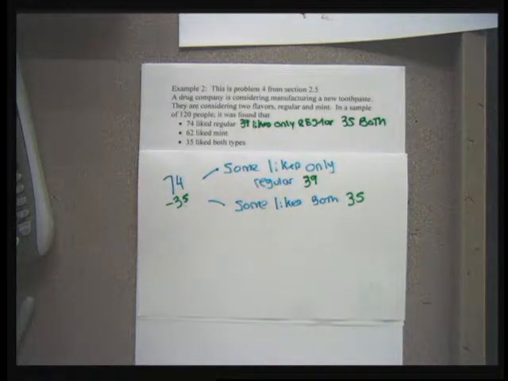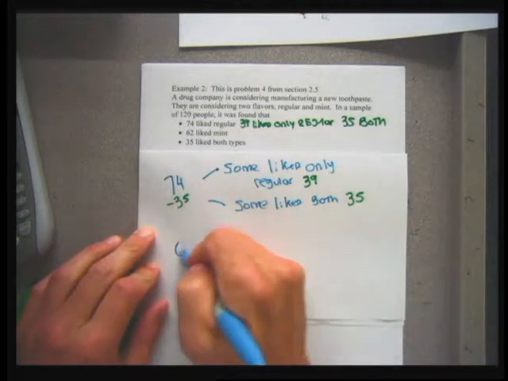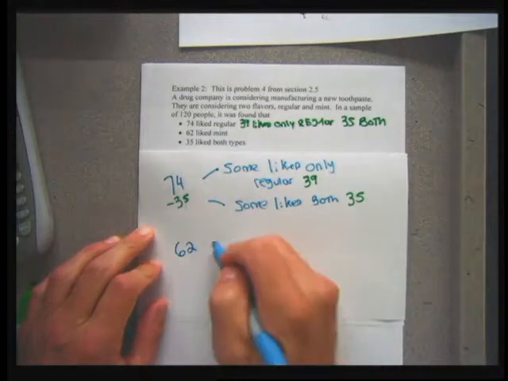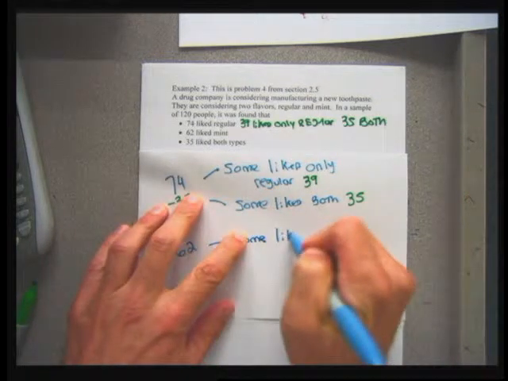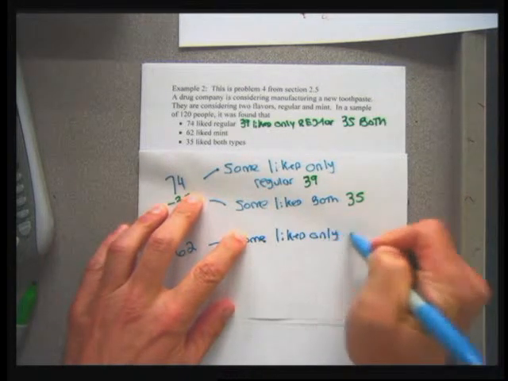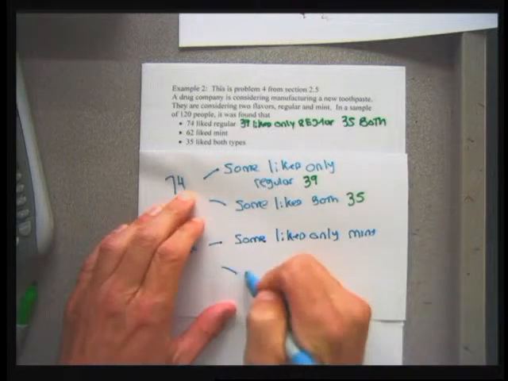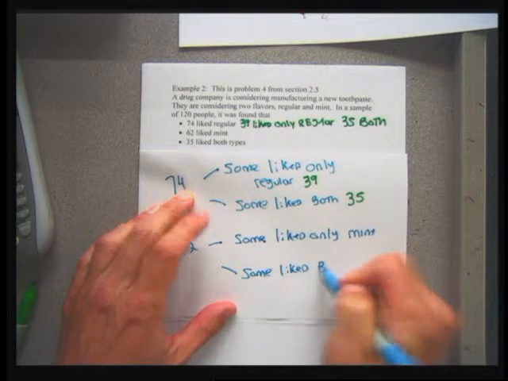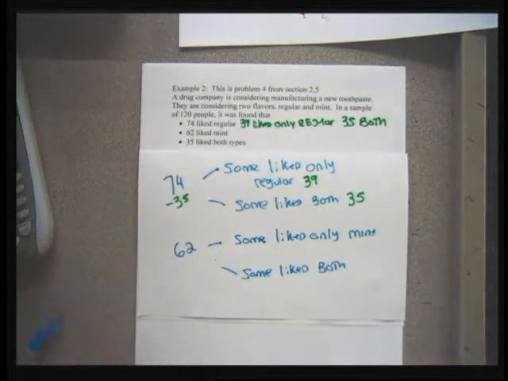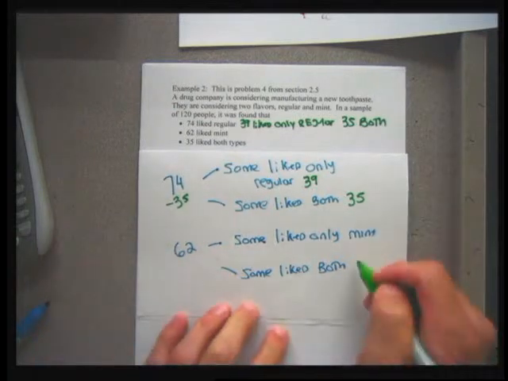Next number down, the 62 that liked mint. Of the 62 that liked mint, some liked mint only, some liked regular and mint. So for the 62 that liked mint, I have to realize that the author means some liked only mint, but others of these 62 liked both. So I need to separate the 62 that liked mint into the subcategories of some that only liked mint and some that liked both. And again, the author tells me how many liked both.